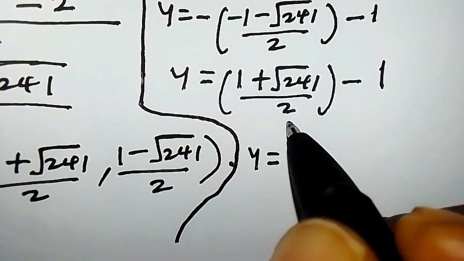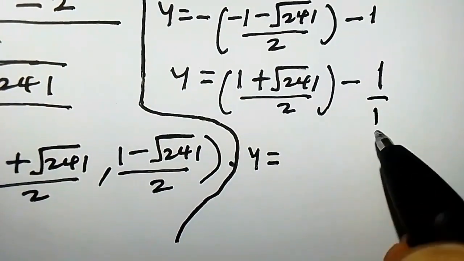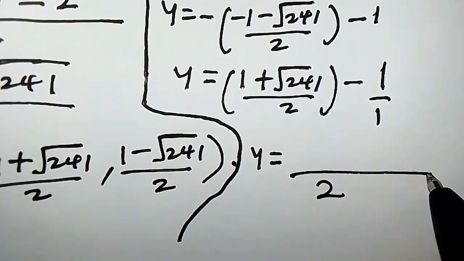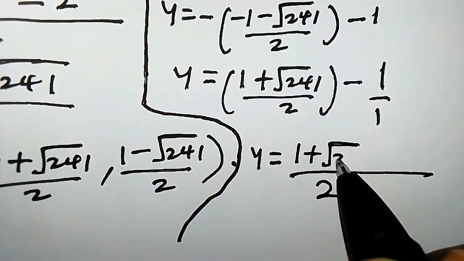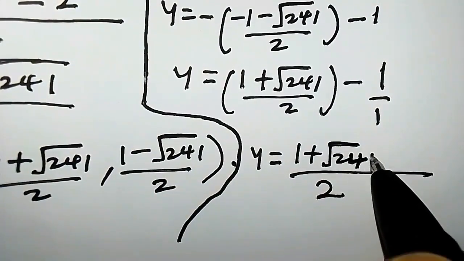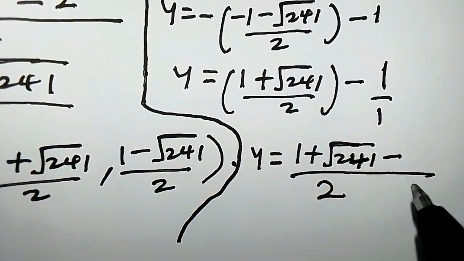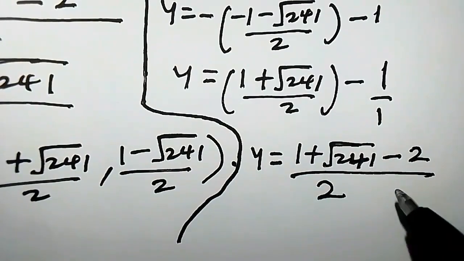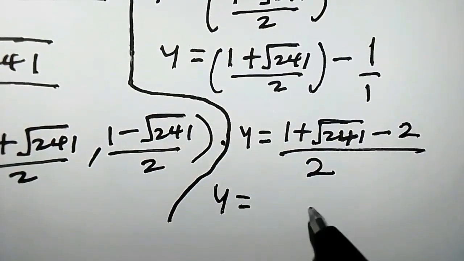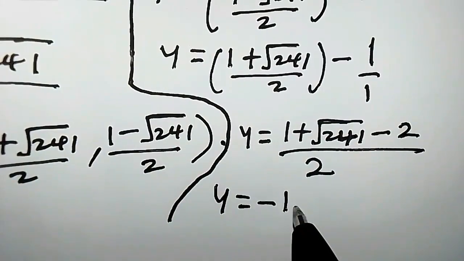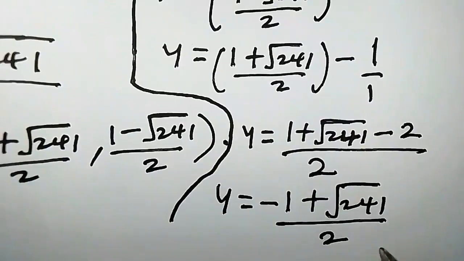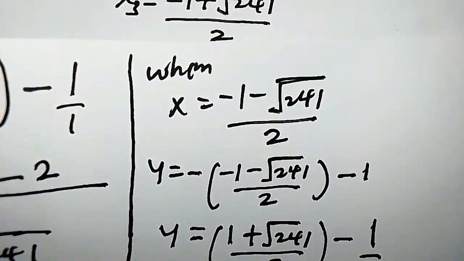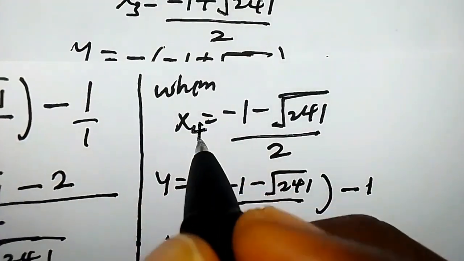y is equal to, if you take the LCM, it is 2. 2 over 2, that is 1. 1 times this numerator, we have 1 plus root 241, minus 2 over 1, that is 2, 2 times 1, that is simply 2. So, y is equal to 1 minus 2, that is minus 1, plus root 241 divided by 2. Let us call this y4 and this guy x4.